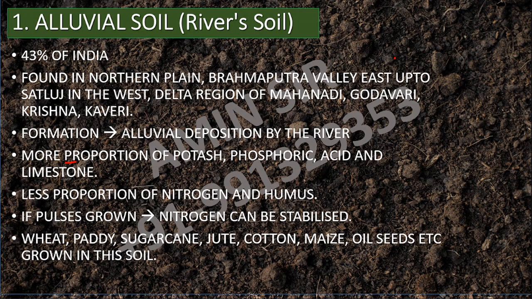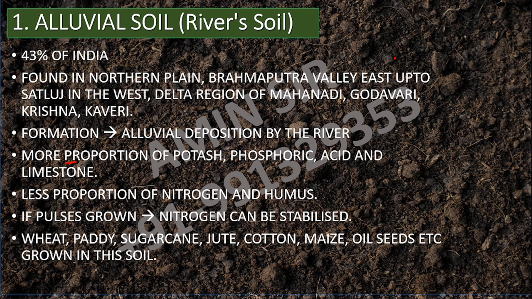Alluvial soil, or we can also call it river soil. This soil makes up 43 percent of the total soil. It is typically found in the northern plain, the Brahmaputra valley, east up to the Satluj river in the west, and the delta region of the Mahanadi, Godavari, Krishna and Kaveri rivers.